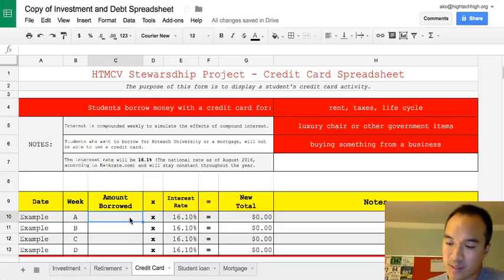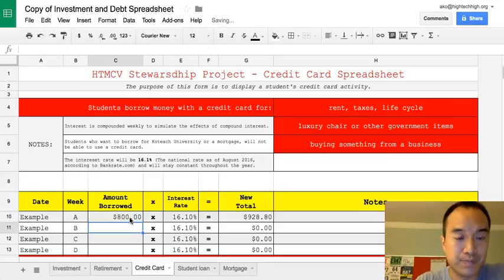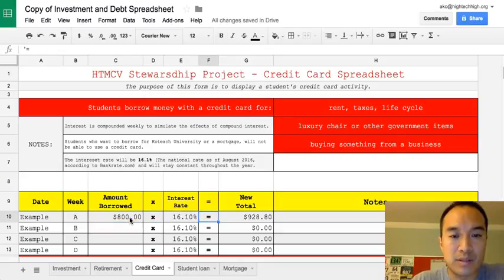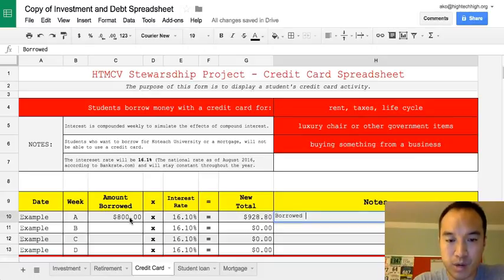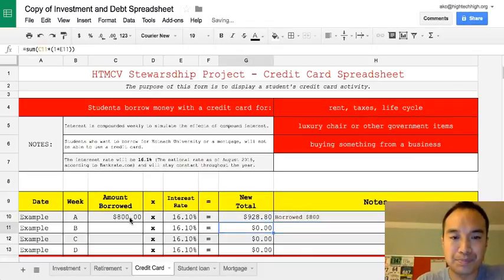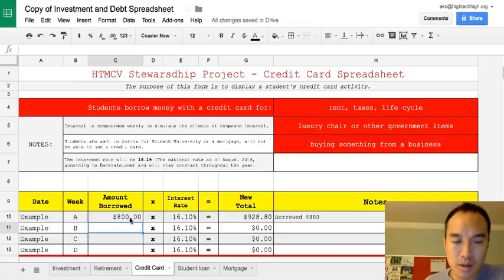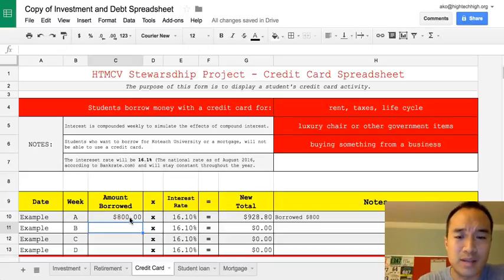Let's pretend that a student wants to borrow 800. What that means is, with this interest rate of 16.1%, now they owe 928, right? Borrowed $800. All right, so what's going to happen is week 2, they get paid. There's more money, so they feel like they need to pay off their debt.